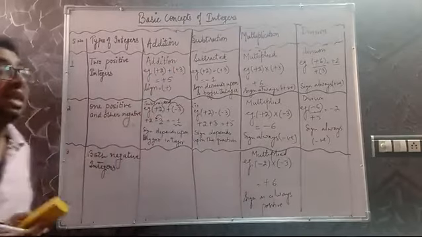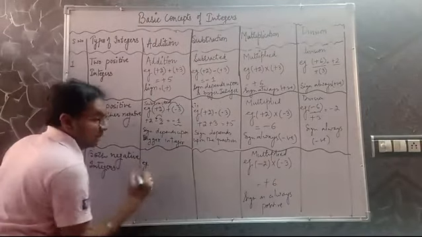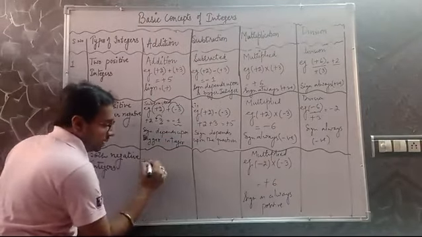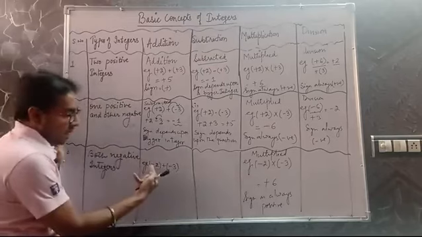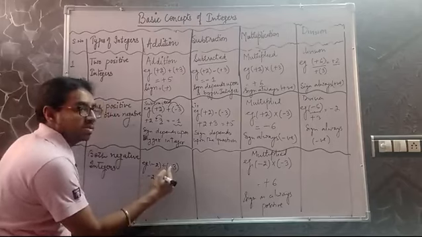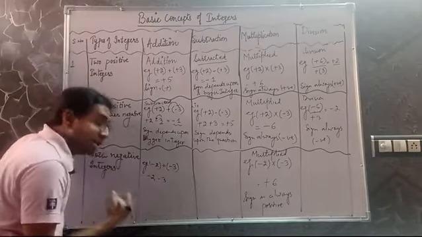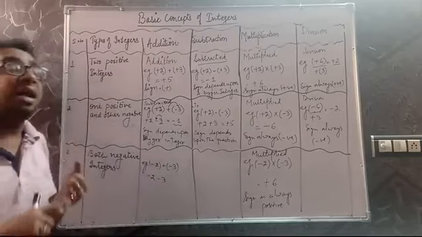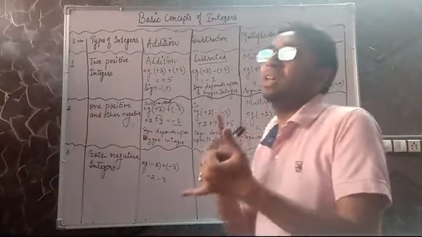Last, if both negative integers are there, let me take an example. Minus 2 plus of minus 3. Okay, now minus 2 as it is, plus into minus, the result is always minus 3. Now do remember, if minus is there, the result is always added.